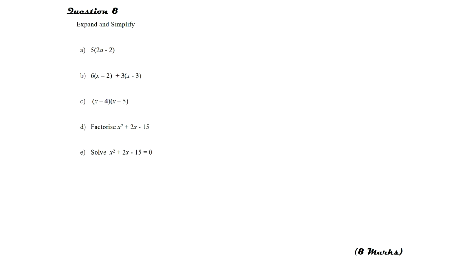If you expand out the first set of brackets, 5 times 2a is 10a and 5 times negative 2 gives you the minus 10. On to b, 6 times x is 6x minus 2 times 6, which is 12, plus 3 times x, which is 3x, and 3 times minus 3, which is 9. And finally simplify all of that to get 9x minus 21.